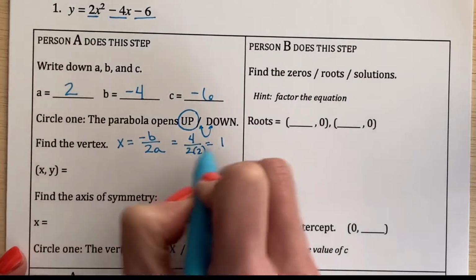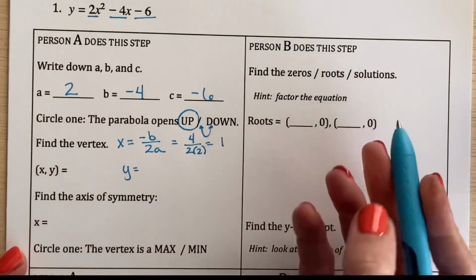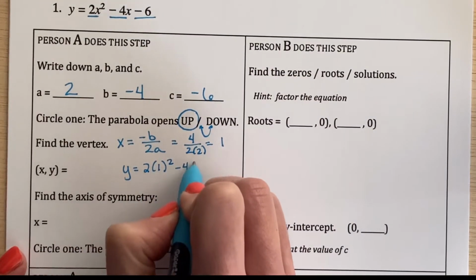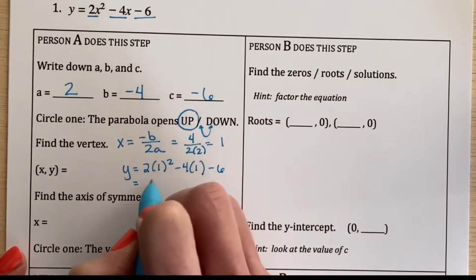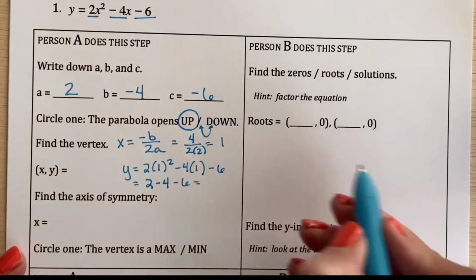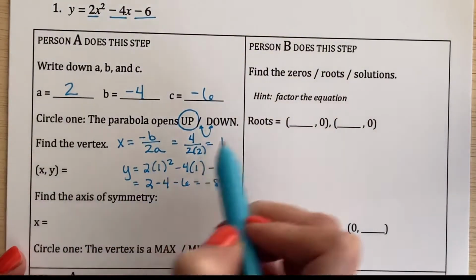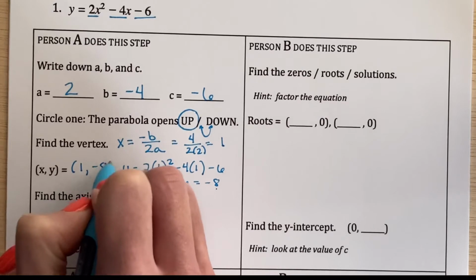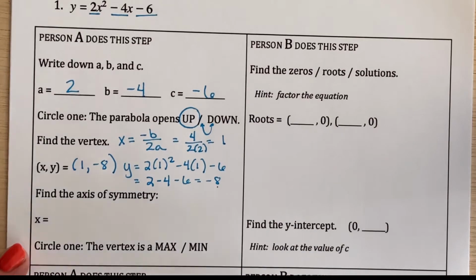Now I'm going to plug 1 back into my original equation to find my y-coordinate. So y equals 2 times 1 squared minus 4 times 1 minus 6. 2 times 1 squared is 2, minus 4 minus 6. 2 minus 4 is negative 2, minus 6 is negative 8. So my x-coordinate is 1, my y-coordinate is negative 8. My vertex is at (1, negative 8). That is a great point to know.